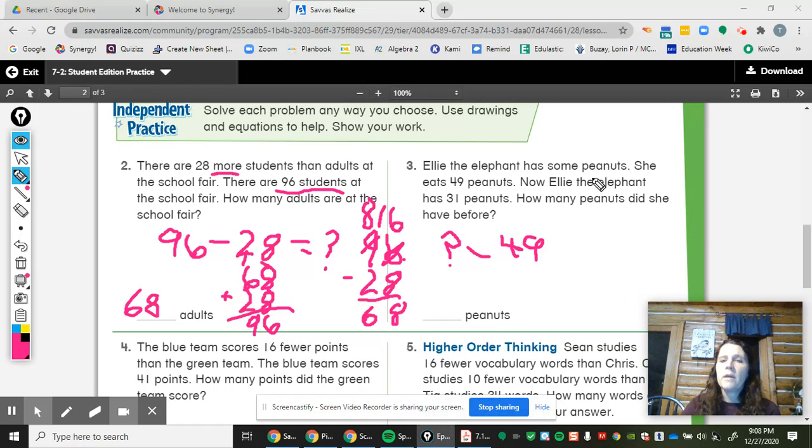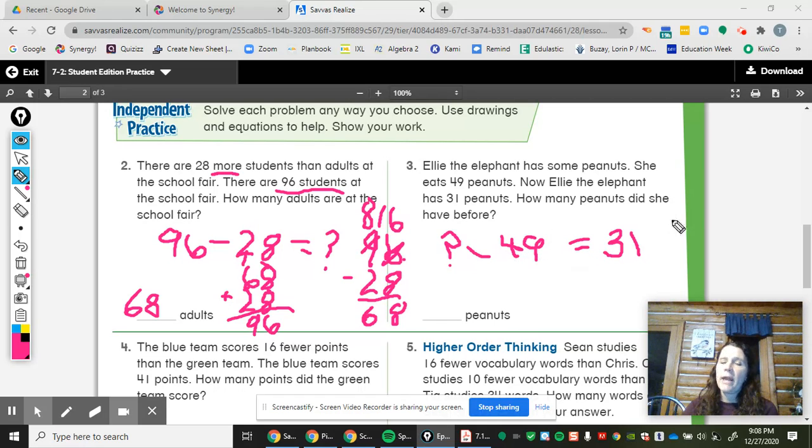Okay, and now Ellie the elephant has 31. So now let's look at our equation. First of all, we know we're subtracting. When we're subtracting, what goes first? The whole, and we don't know what the whole is, but we have a part and we have a part. And what do we do when we have two parts? We add them, right? We add them.